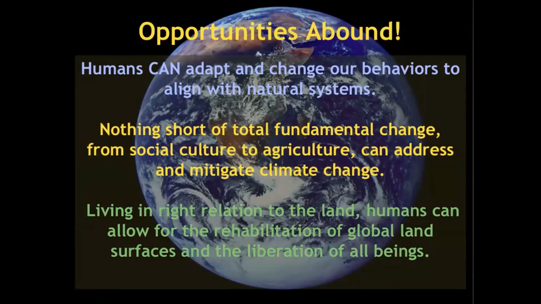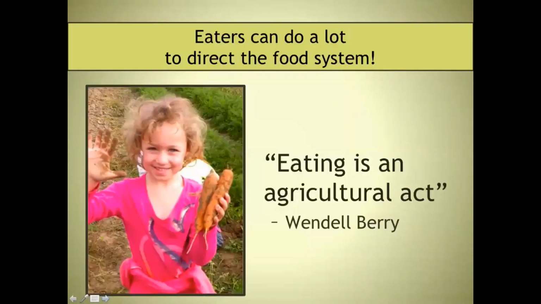We can make the fundamental changes from social culture to agriculture to address and mitigate climate change as a whole systems challenge. We can live in right relation to the land. Humans can allow for the rehabilitation of global land surfaces and the liberation of all living beings. We can do a lot by the way we grow food. We can do a lot by the way we support our community. And we can do a lot by the eating choices that we make.